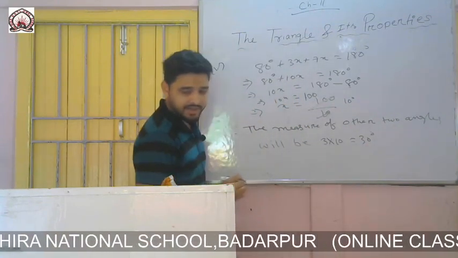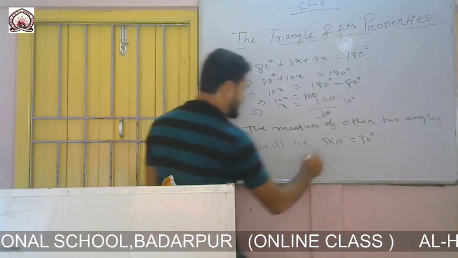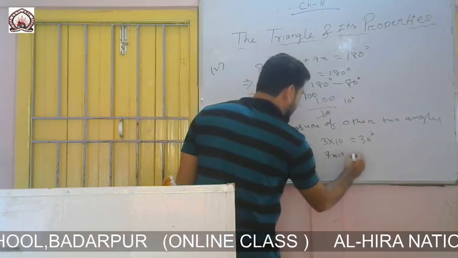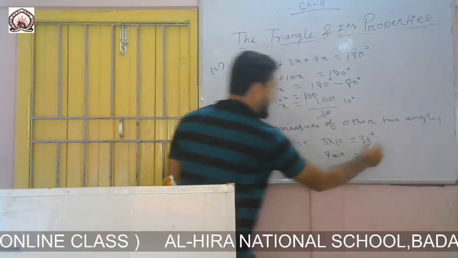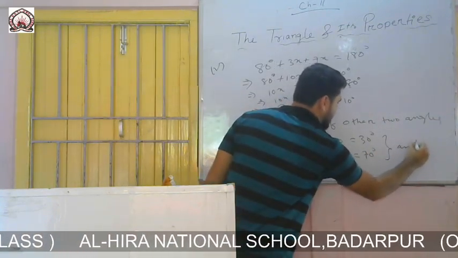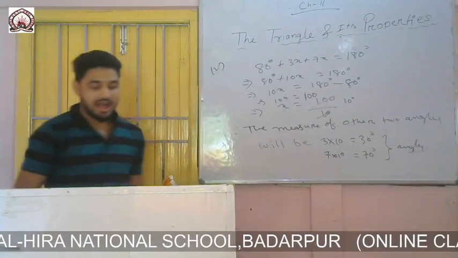And another one is what? We have let it as 7x. So 7 into 10, that means 70 degree. So these are the two angles. So that is your answer.